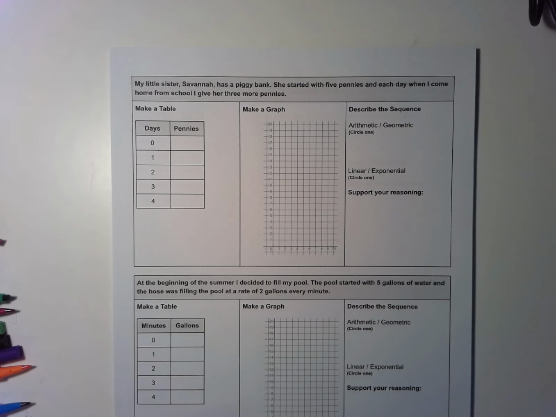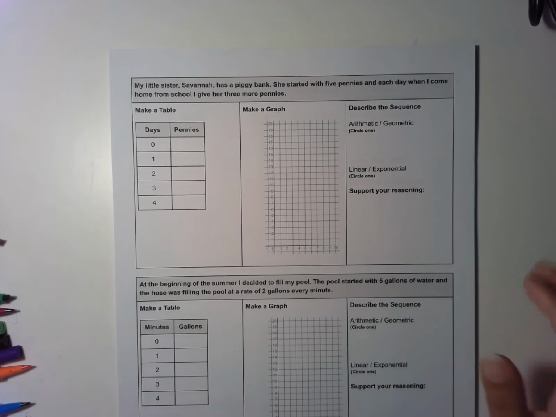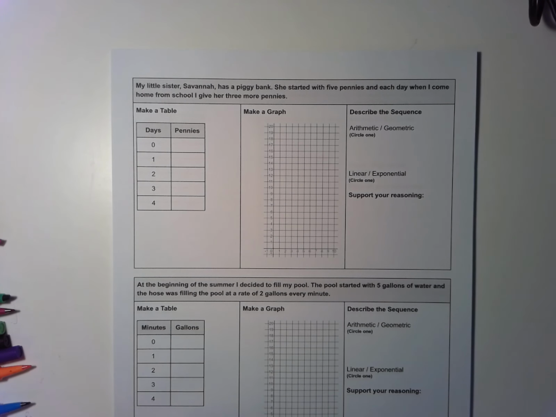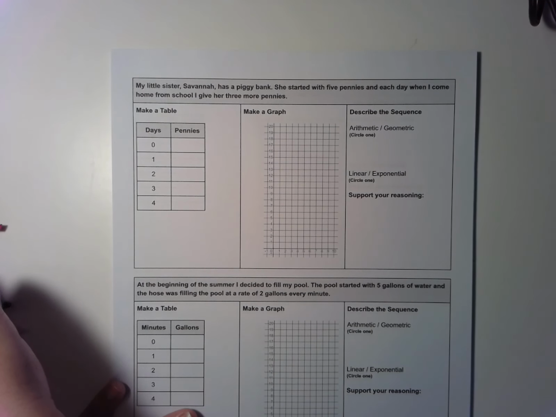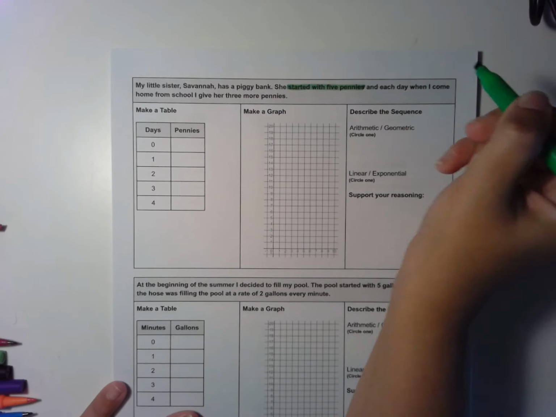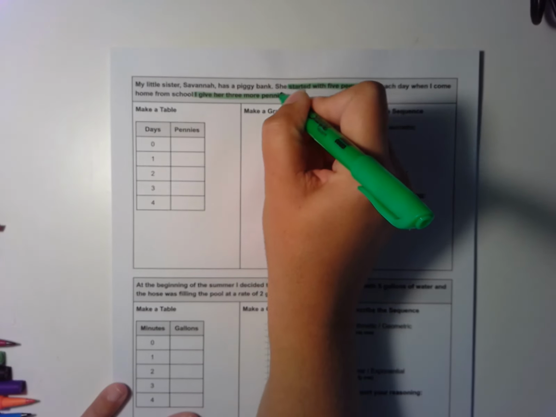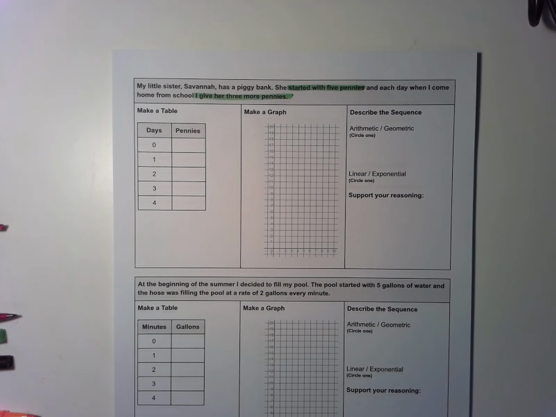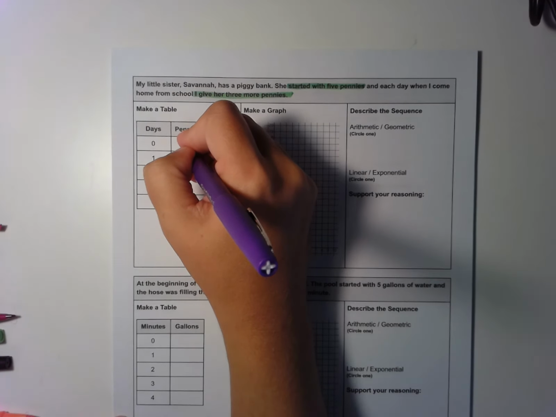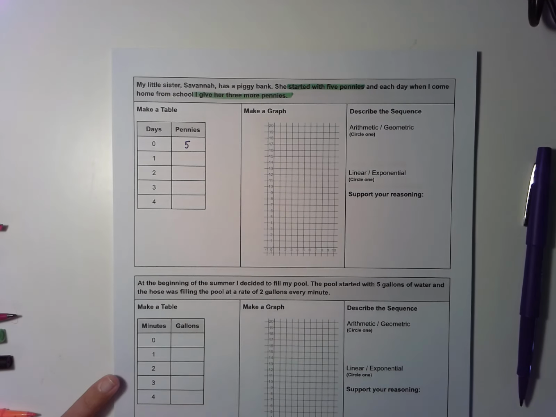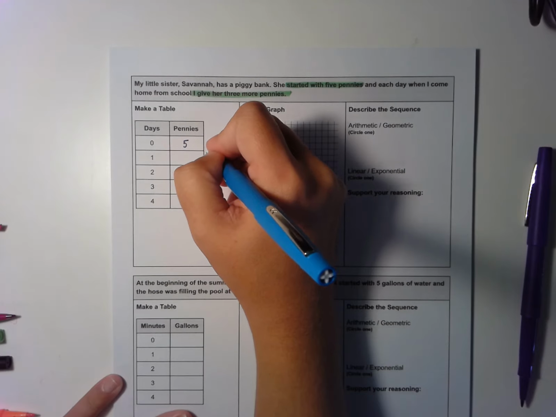So scenario number 1 here says, my little sister Savannah has a piggy bank. She started with 5 pennies, and each day when I come home from school, I give her 3 more pennies. Now, when I read this story, there are 2 important pieces of information that jump out at me. She started with 5 pennies, and each day I give her 3 more pennies. So started with 5 pennies means that in the table, the beginning value is going to be 5. She starts with 5 pennies. And each day when she comes home, I give her 3 more.